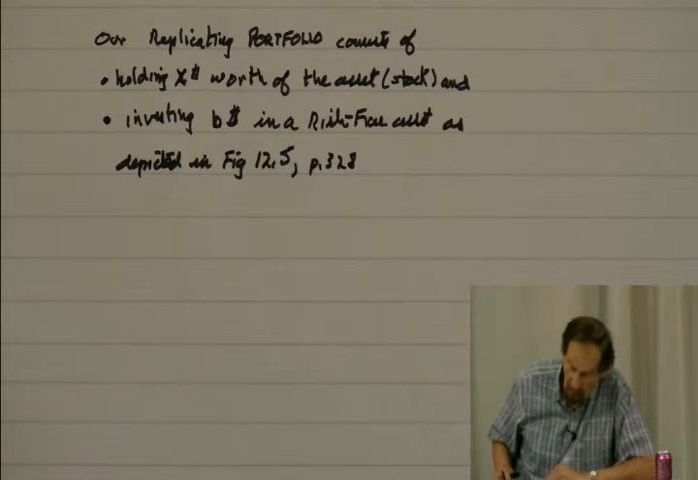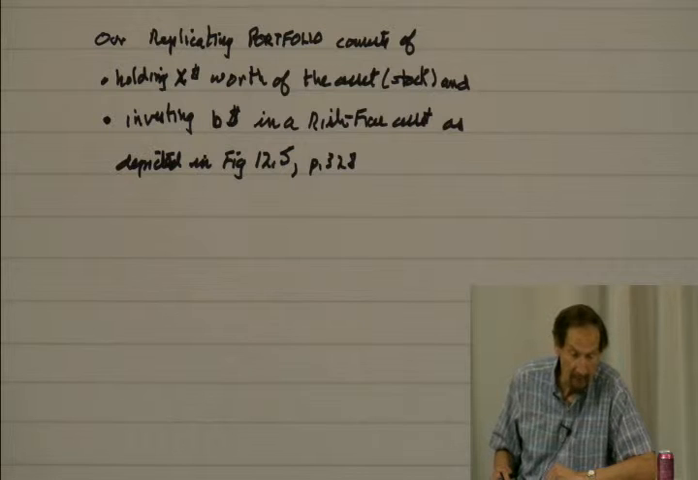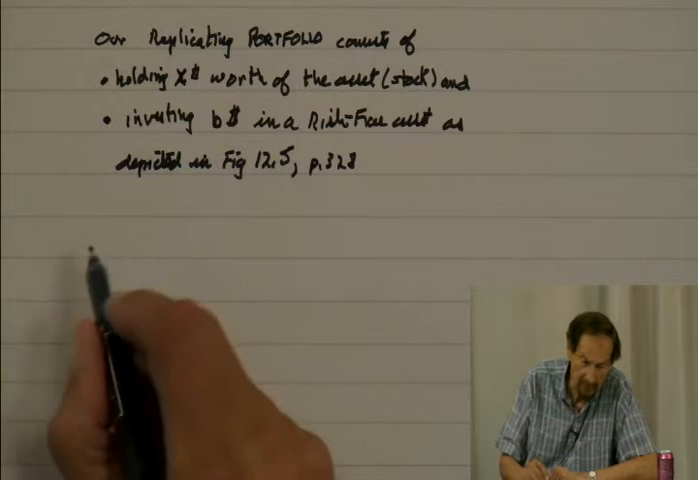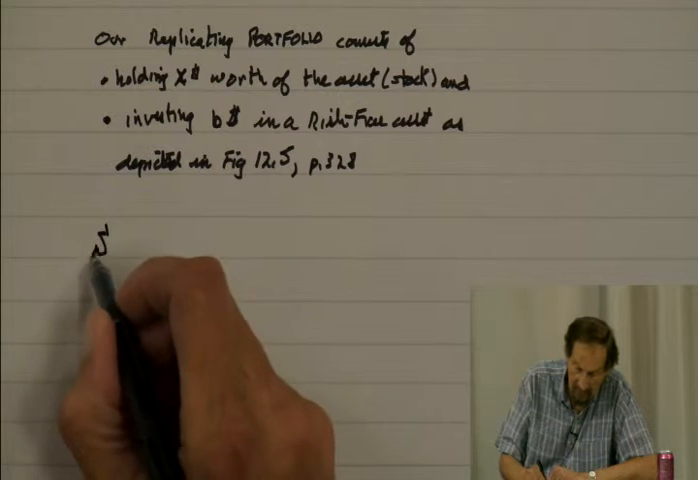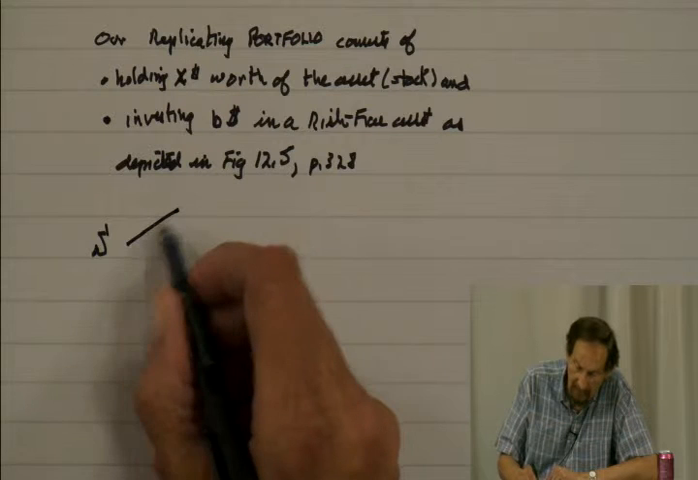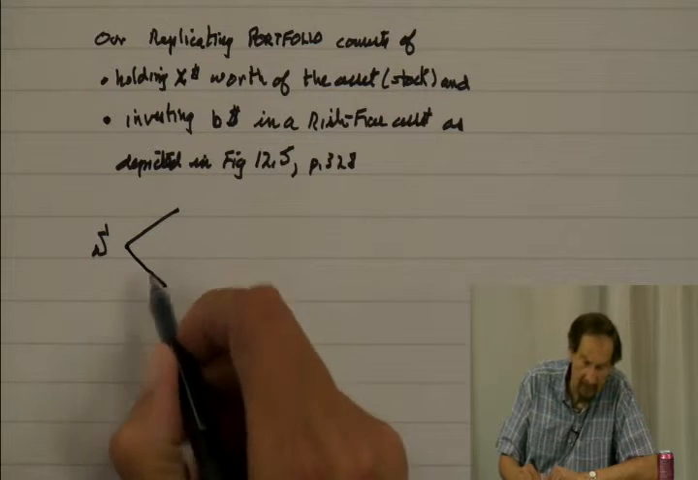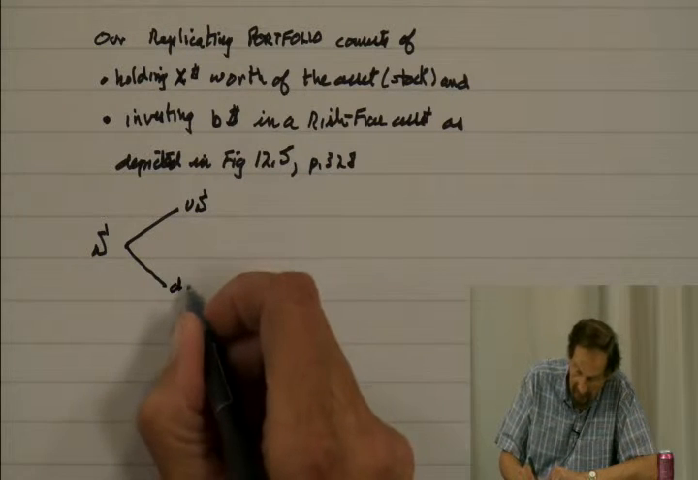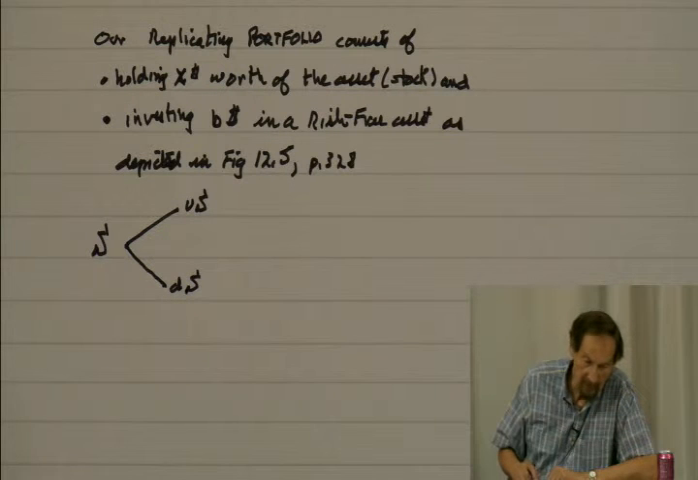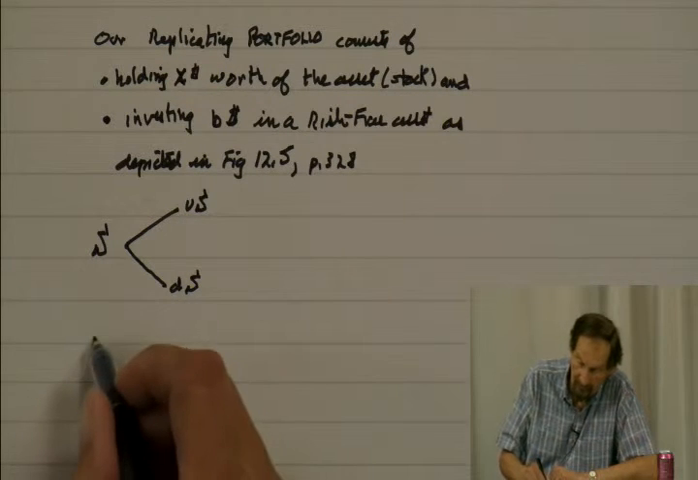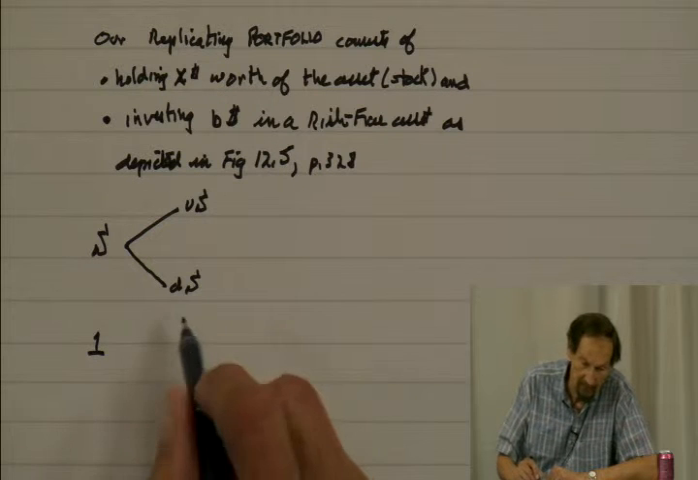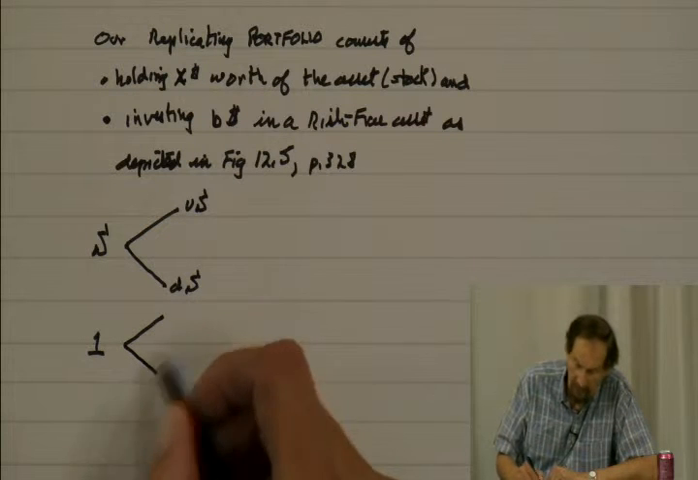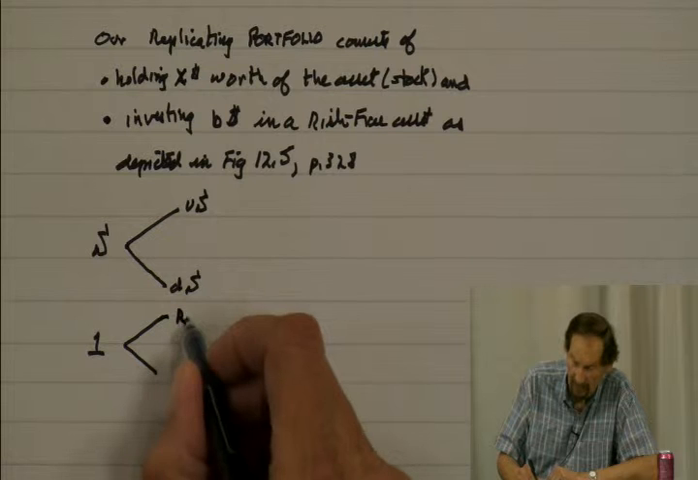So we hold X dollars worth of the asset here. Here's our stock. And we know that our stock in a binomial lattice can go up to US, or it can go down to DS. Now, we also have a risk-free asset, and we know that $1 can go up after one period to R dollars.